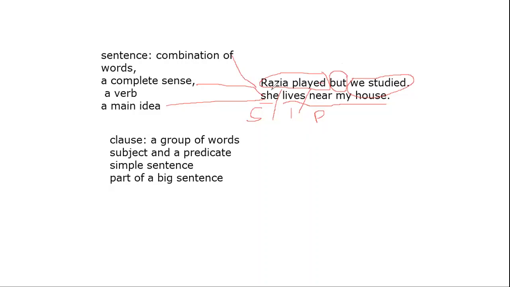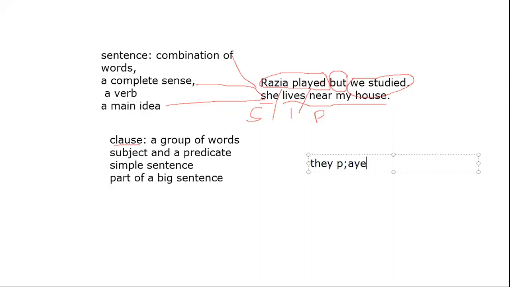We can also say that this sentence contains two clauses which are joined by a conjunction, but. A clause is a group of words with a subject and predicate, like a simple sentence, and a part of a big sentence. It is what it is. It's a clause. Now let me give you a different sentence as an example of a clause. For example, they played the match. It is similar to the one I have given above.